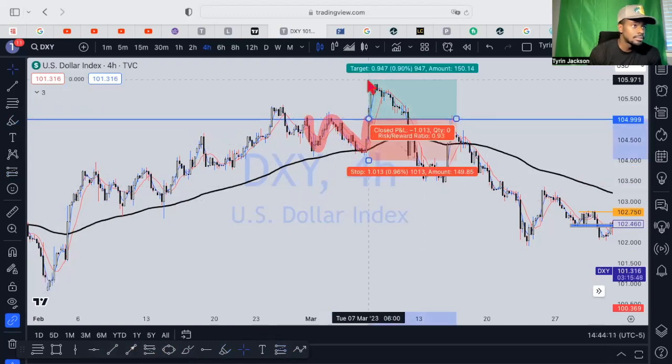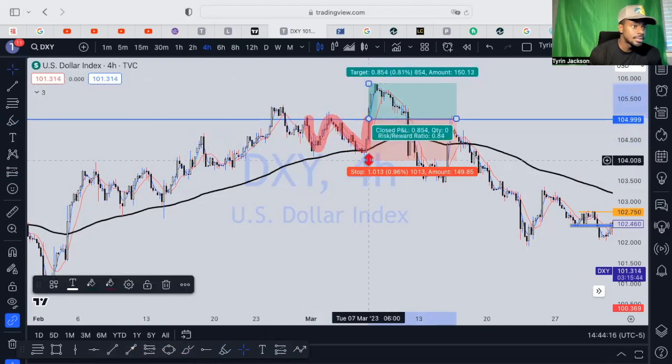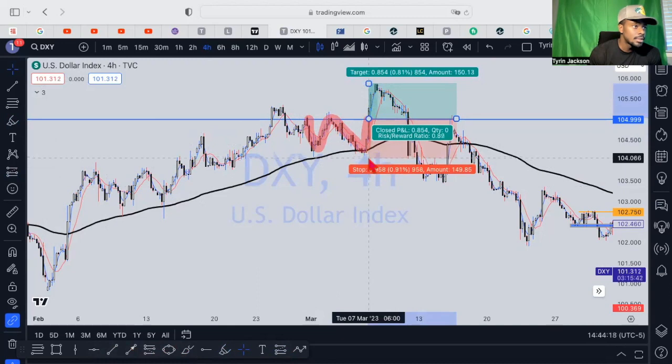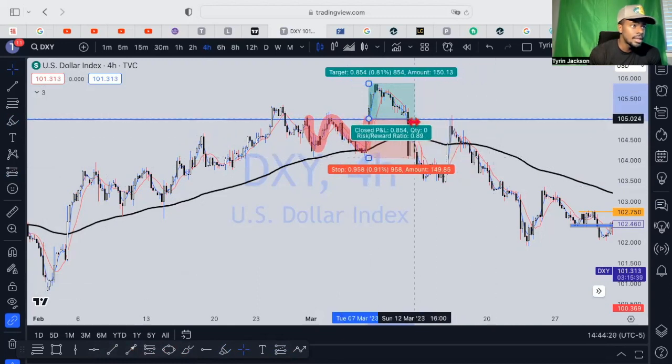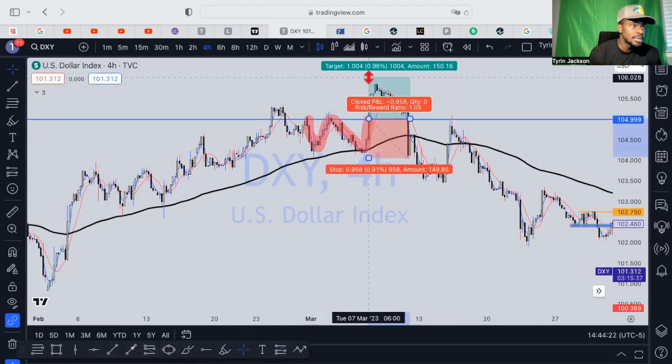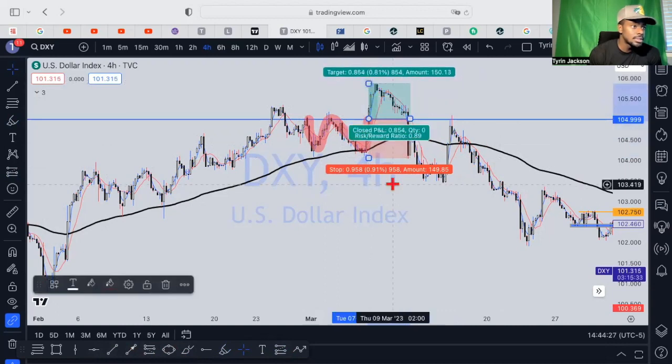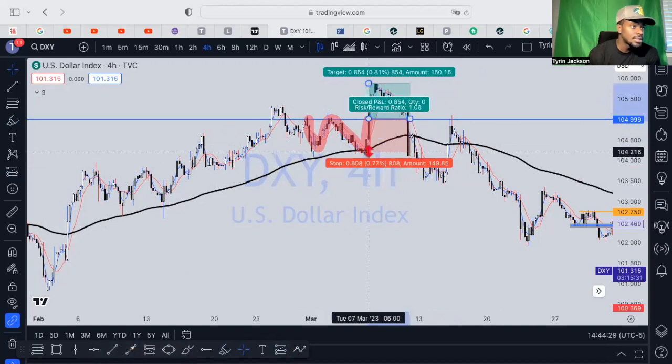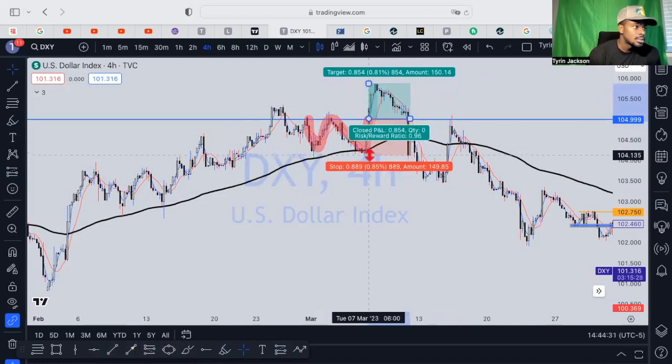I'm placing the entry like this. I'm just placing the entry up here, placing my stop below it. And that is not even good parameters, but I'm gonna place it here anyways. I probably would have placed it at this.